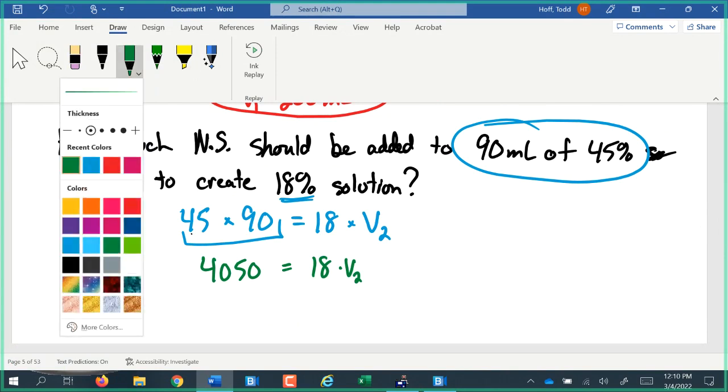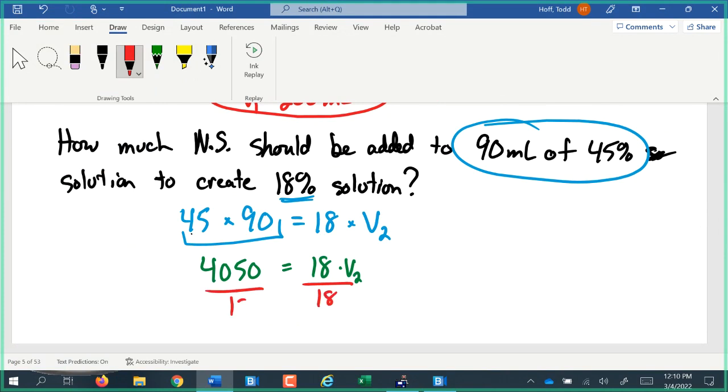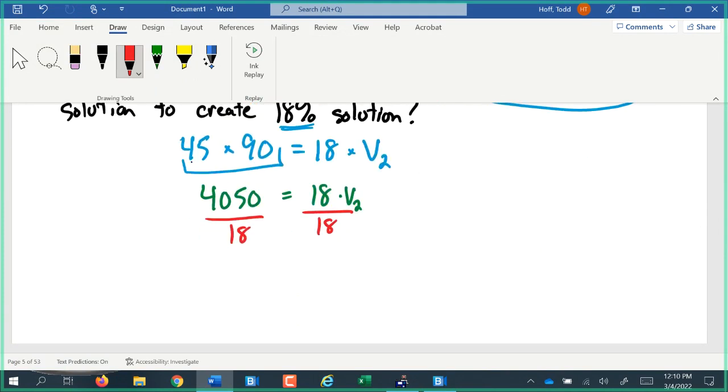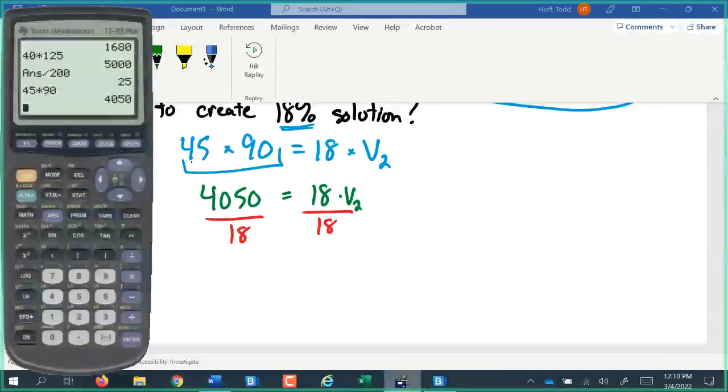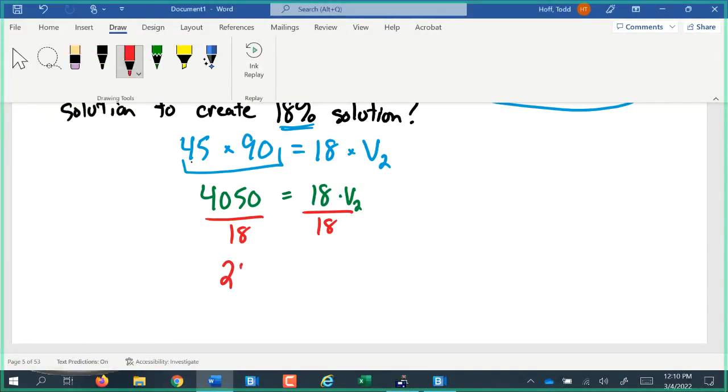And then we'll divide by the 18. 4,050 divided by 18, I believe that's 225. It is. So 225 is our new volume. Now that's 225 milliliters because our volume was in milliliters, but that's not our answer. This is the new total volume.